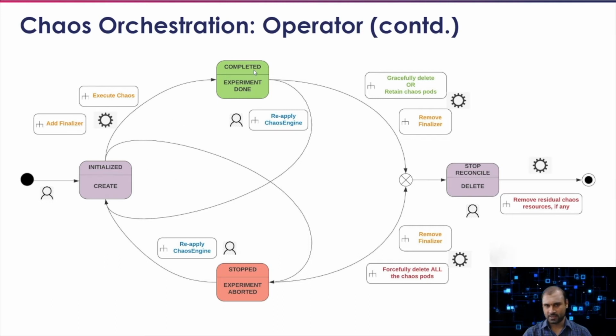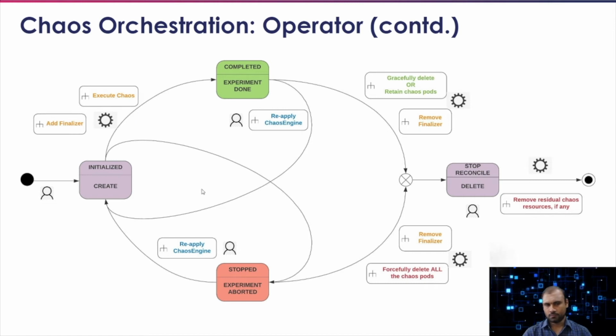At the point where the experiment is completed, the operator either retains your chaos pods or removes them depending upon your job cleanup policy. And once it removes the chaos pods, it's actually going to remove the finalizer as well. In fact, after you reapply the chaos engine at this point, it's going to perform the same actions. Or you may choose to delete the chaos engine resource, in which case it's going to stop the reconcile operation.